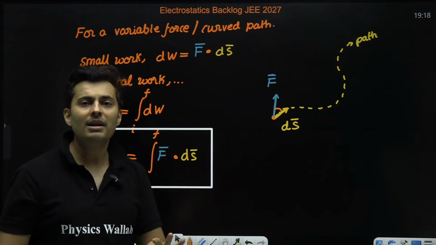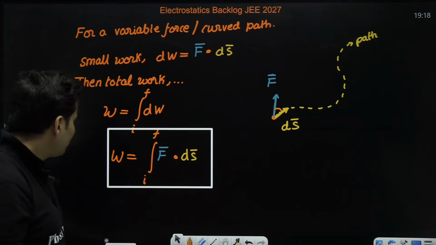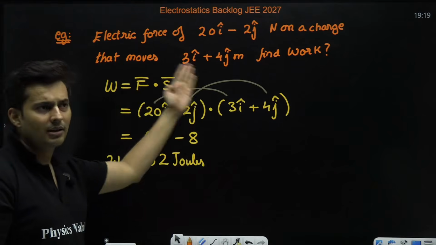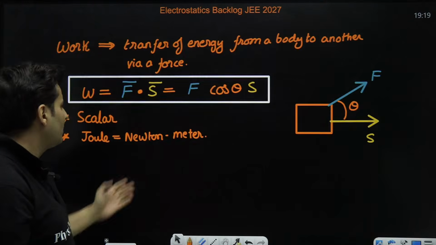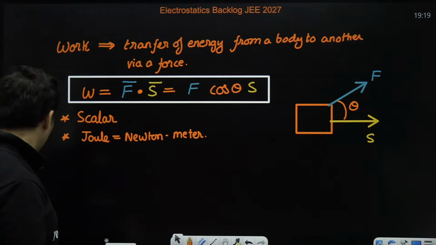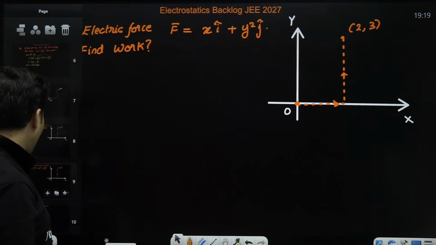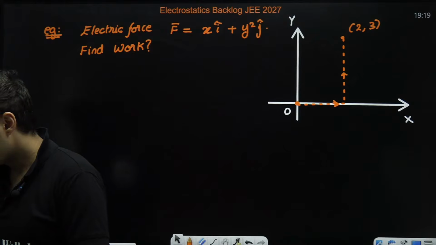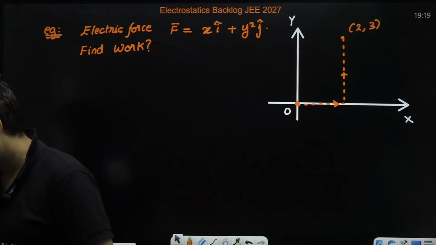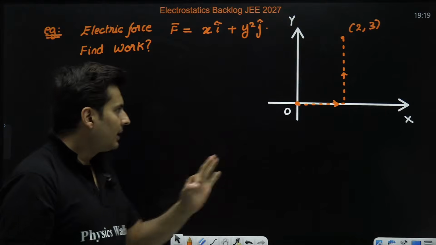When all three are constant, then you can simply do the dot product, multiply force and displacement and cos theta and you get the answer, or just do the dot product. Simple. Is that okay? I hope I have answered your doubt, my dear. Yeah. Okay. Thank you. Now let's do this.